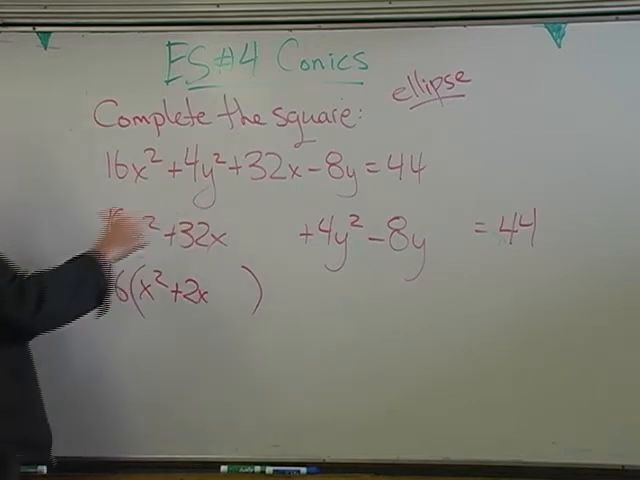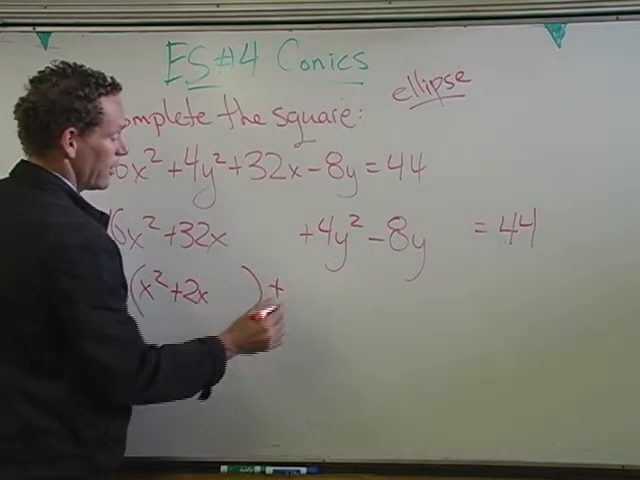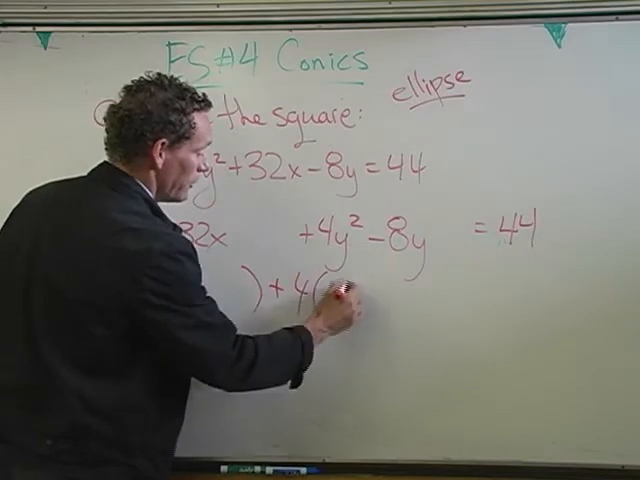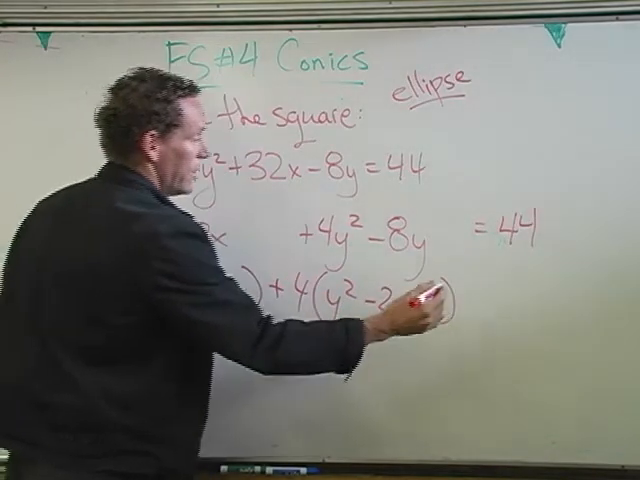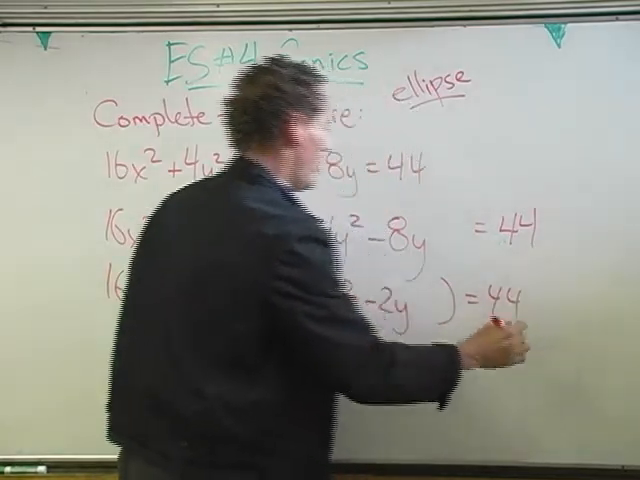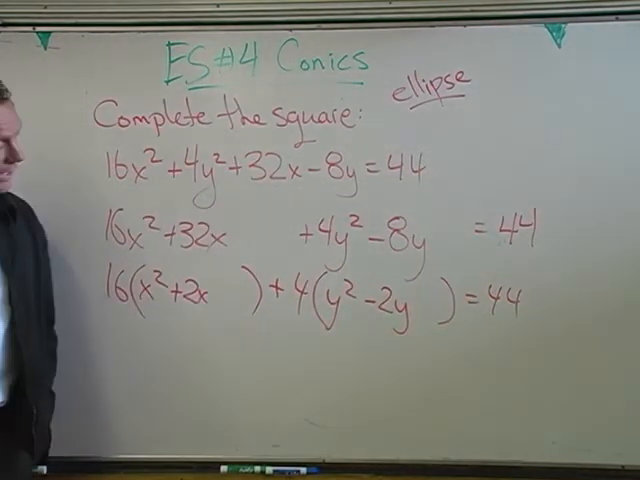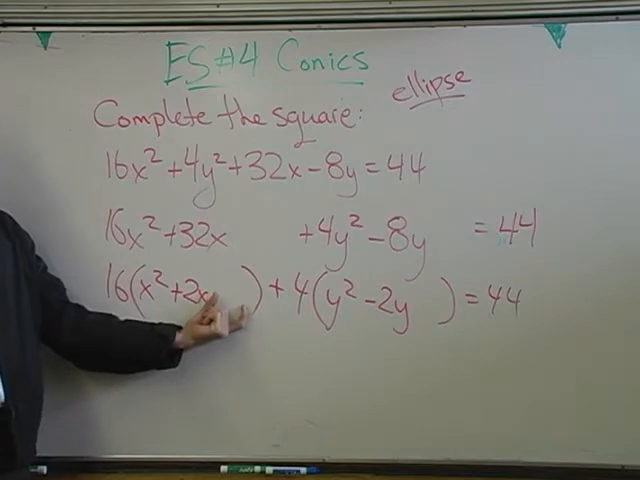And Haley, from the y stuff, what would we factor? The 4. Factor out the 4. Good. y squared minus 2y and blank. Okay. Great. And if you leave space here, it will be a lot easier for you.